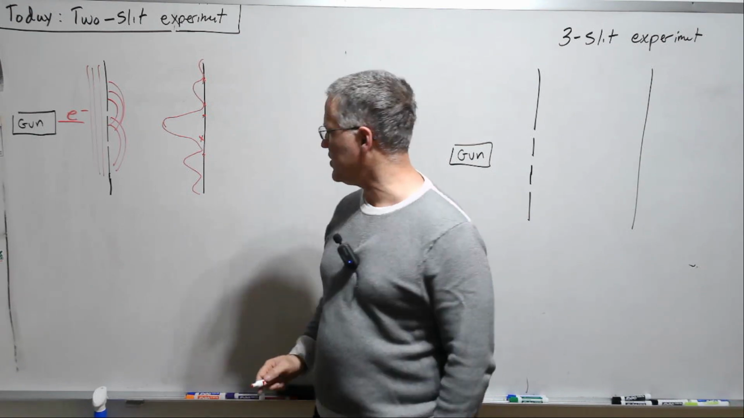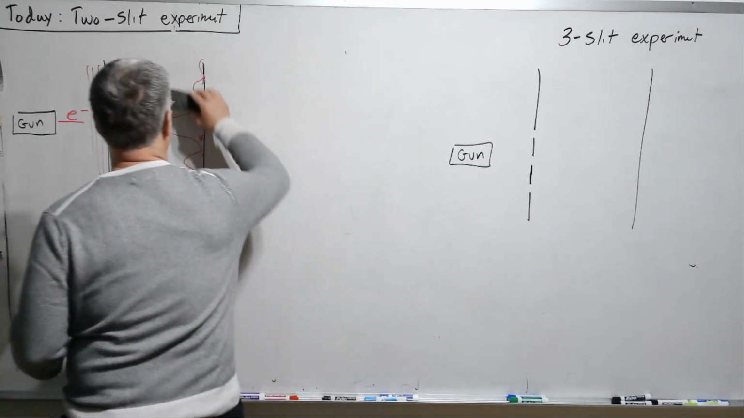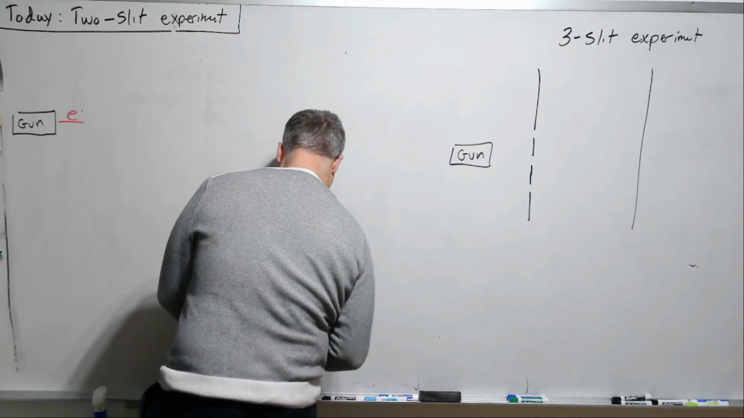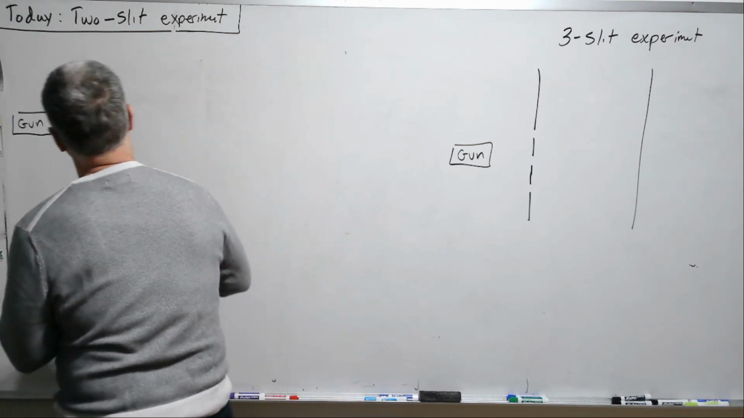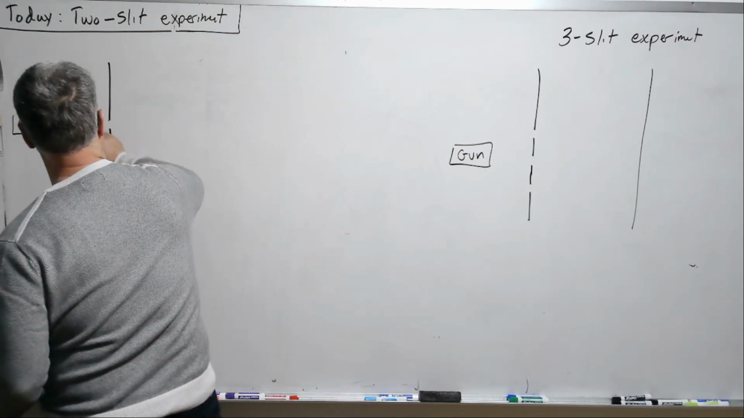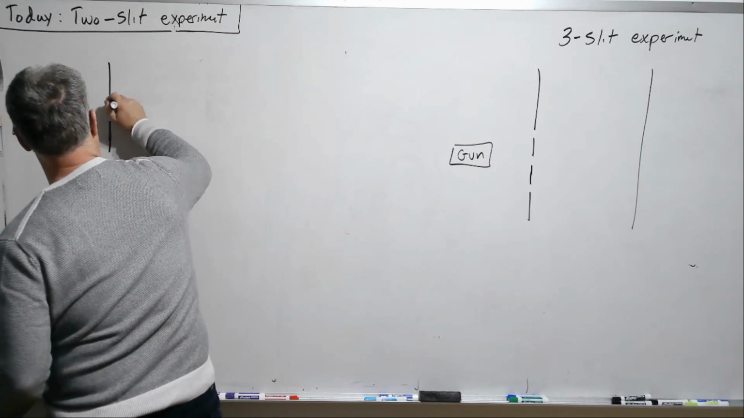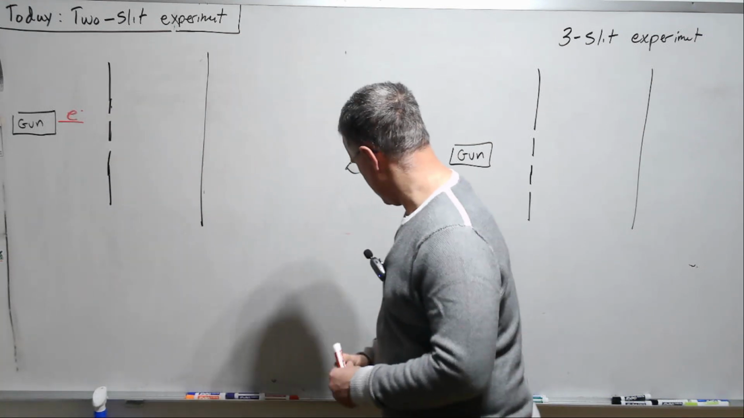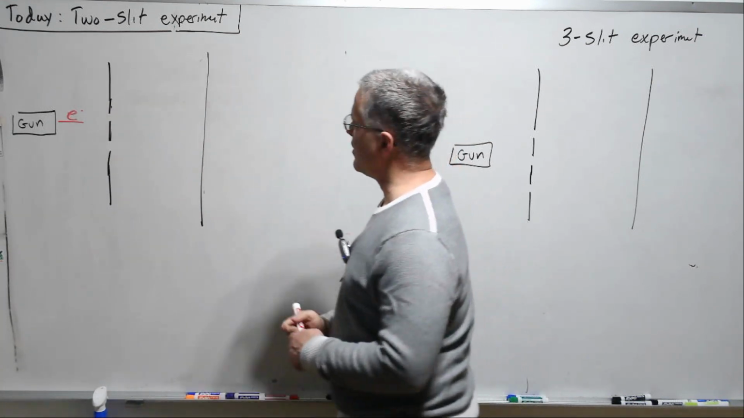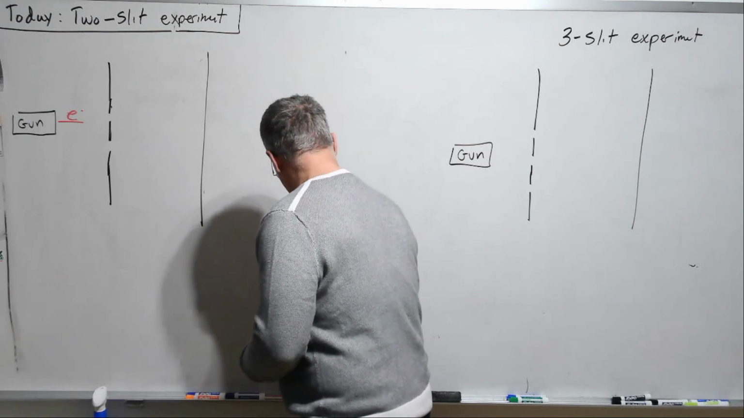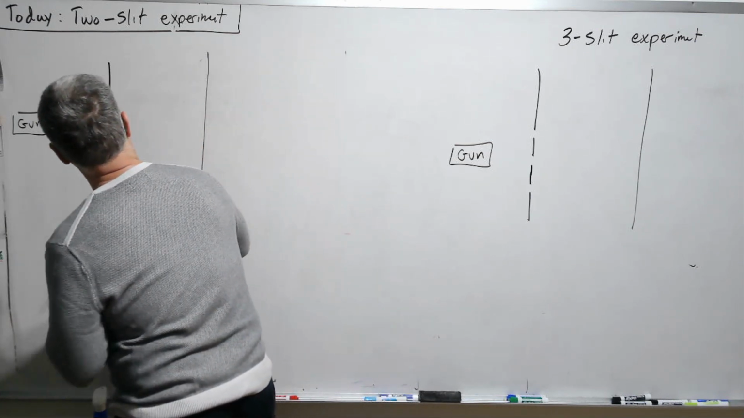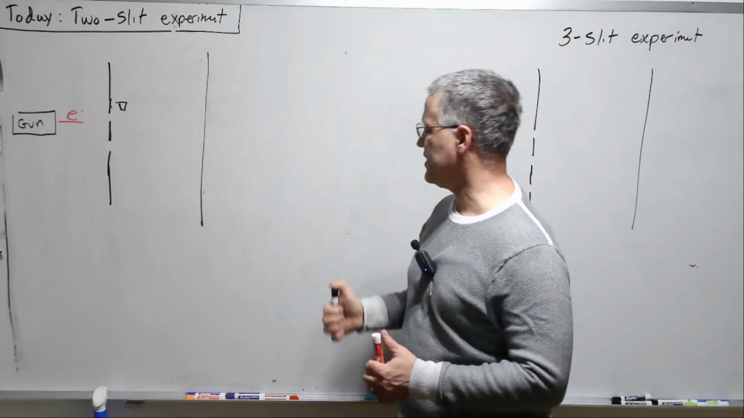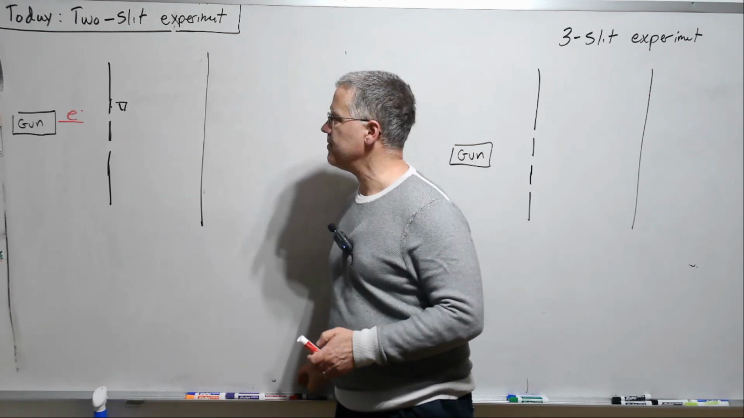Now let's tweak this experiment just a little bit. So I'll redraw this. Let's redraw it. And so I'll put the slits back up. And our screen. Now we'll fire our electron, but we'll add one more thing to this. We will monitor the slits, or one of the slits. We could monitor both, but all we need is one here.